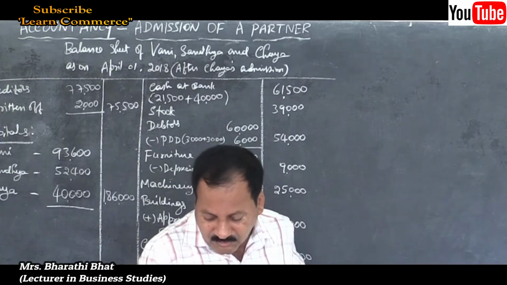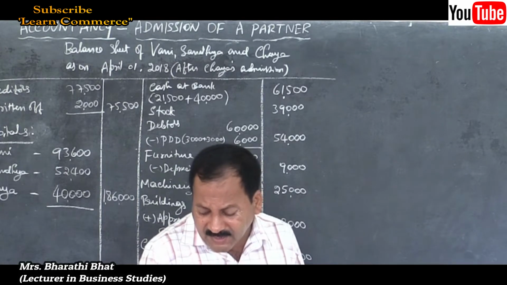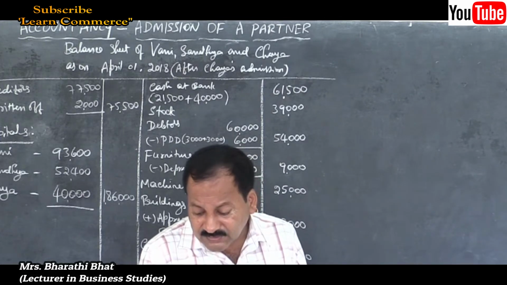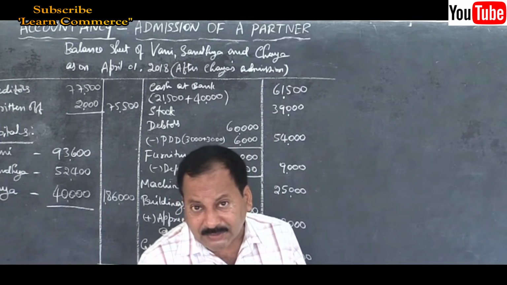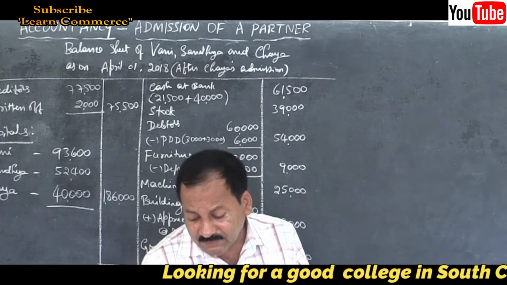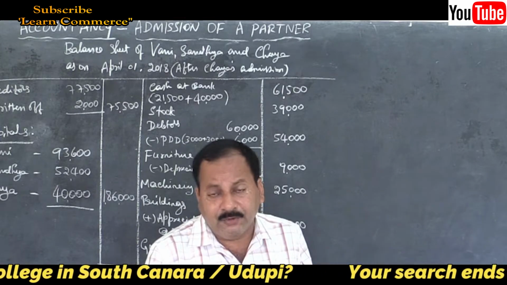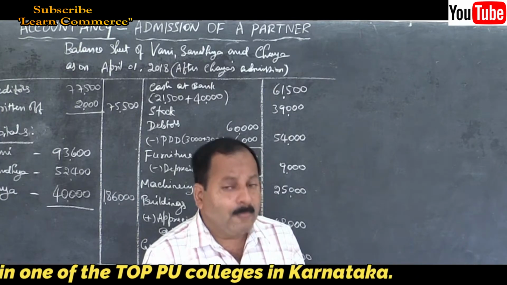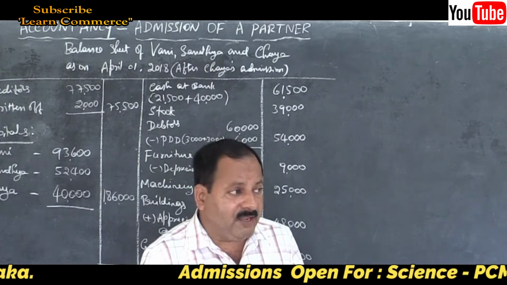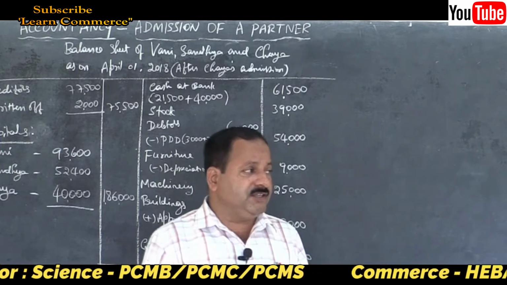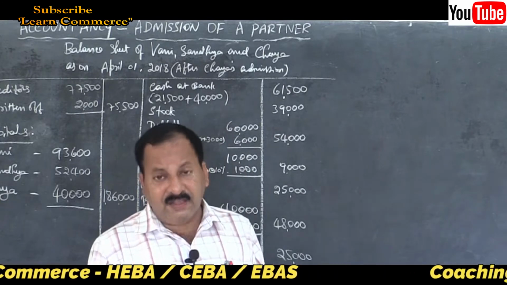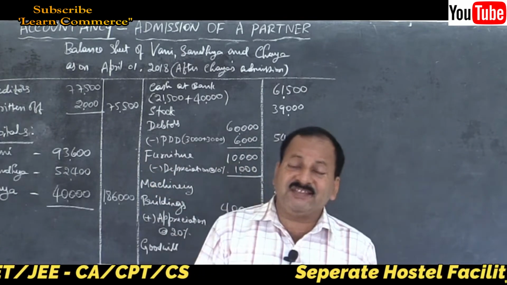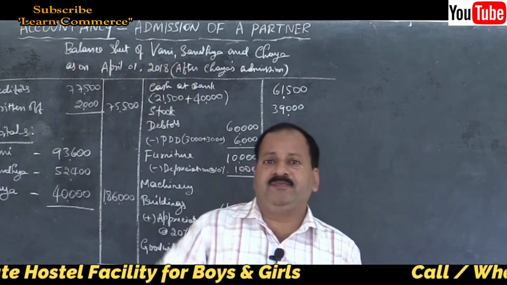Then provision for doubtful debts to be maintained at 10%. So 10% on debtors, they told that whenever we create it, we have to create it on the gross debtors 32,000. 10% means it comes to 3,200. They told the new total provision should be 10% on debtors, that is 3,200. How much is already there in the balance sheet? 1,000. What is the difference? 2,200. That is the additional provision we have to create.